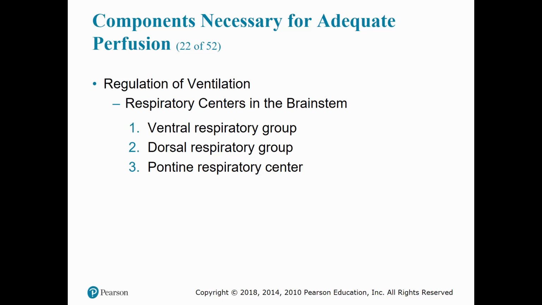The dorsal respiratory group also receives sensory input and communicates it to the VRG just for further input on the rate and depth of breathing. The pontine respiratory group sends inhibitory impulses to the inspiratory neurons of the VRG to turn off inhalation and ensures that we're able to have a smooth transition between inhalation and exhalation. So that way there's no issues when we're taking our breath.